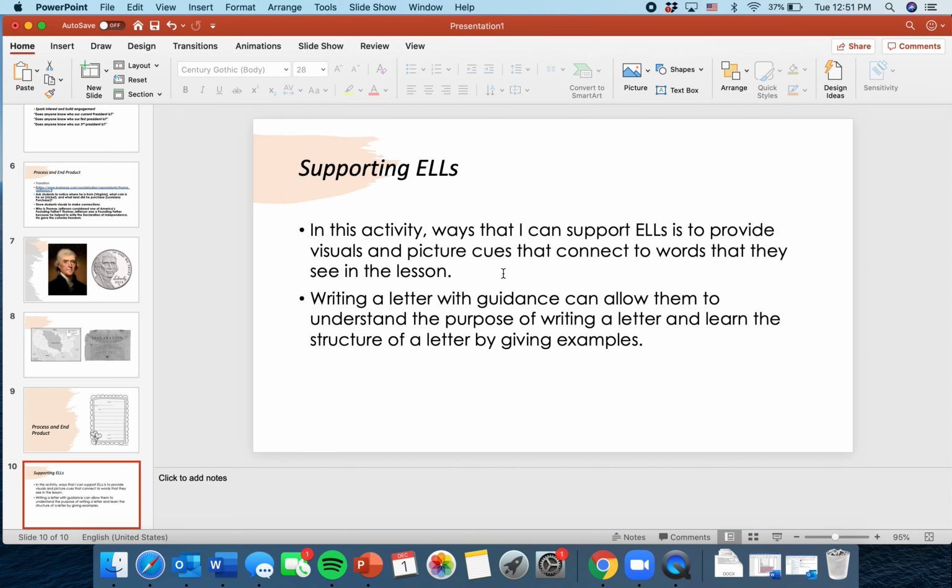So when writing a letter, I can show them examples of what a letter is, like when you send in mail and whatnot, and I can give them examples, and that's what I tend to do.